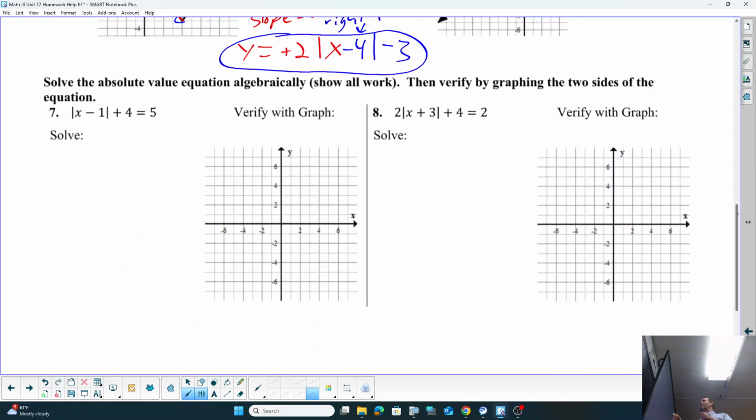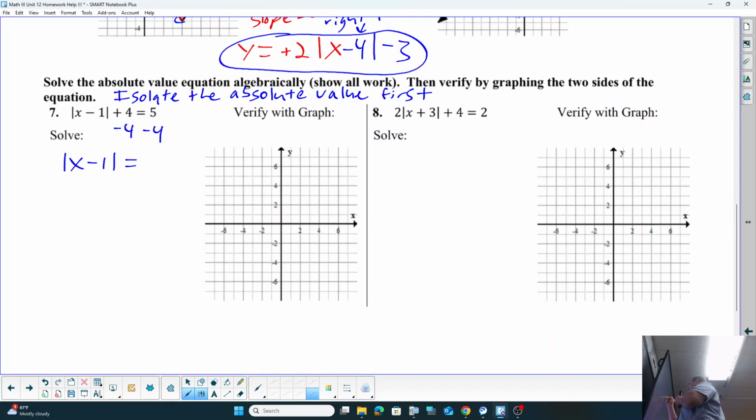Number 7. Solve the absolute value equation. You need to isolate the absolute value first, right? So that means get the negative 4 to the other side. So we have x minus 1 equals 5 minus 4, which is 1.